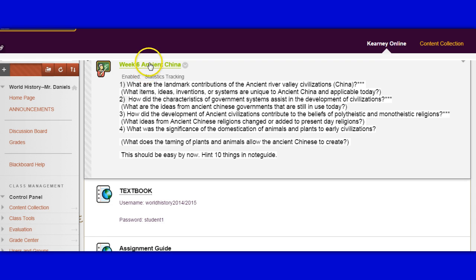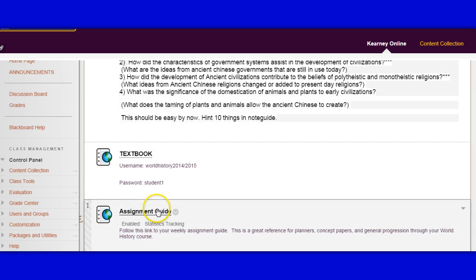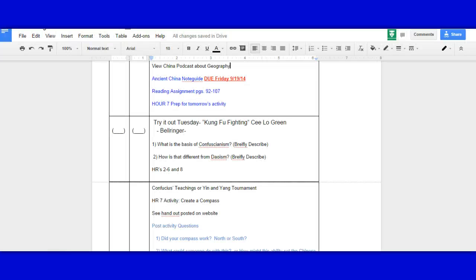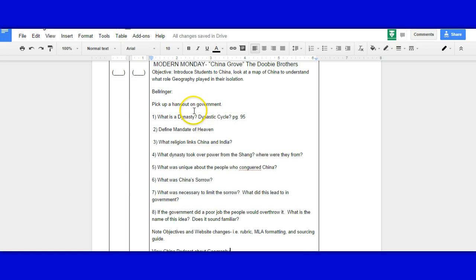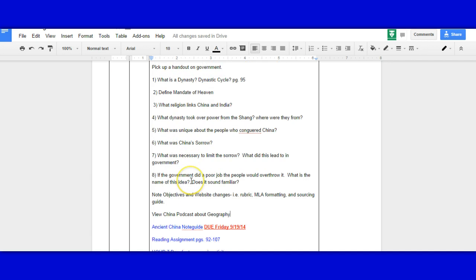Alright, so let's go and look at your week. We are going to jump to your assignment guide. If you click on it down here, it will take you there. Here's your assignment guide for the week. As you can see, Modern Monday, we're going to be listening to China Grove. You have a rather extensive bell ringer on Monday, so make sure you get in and get going on it.